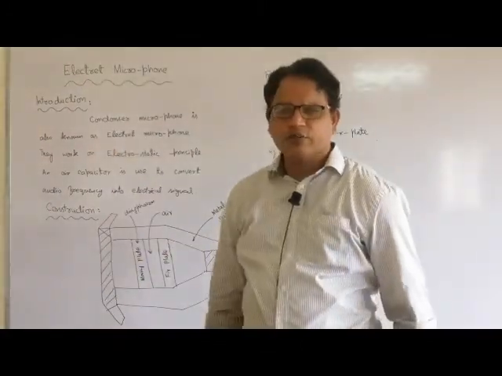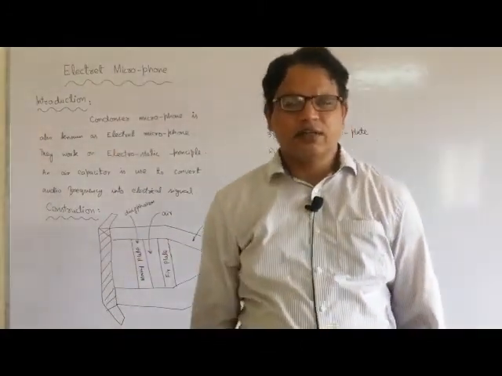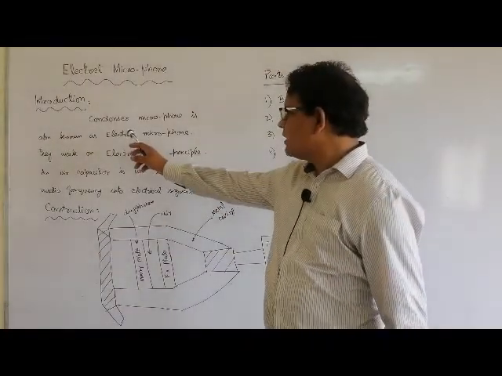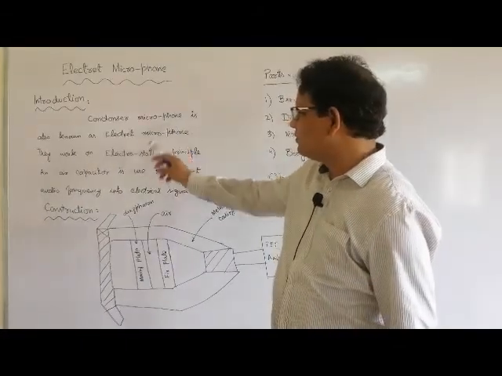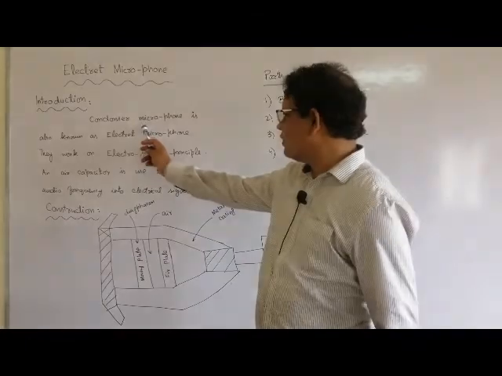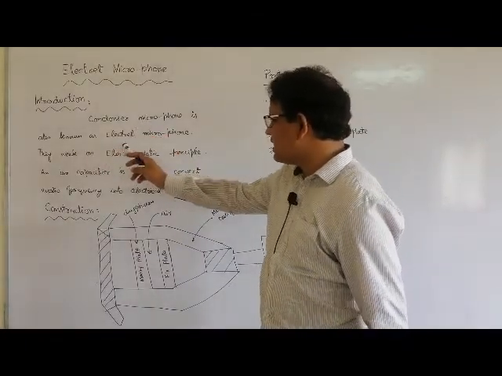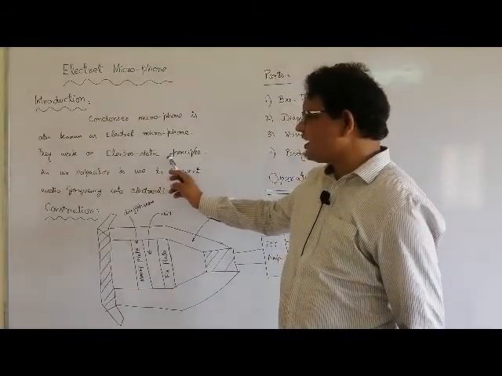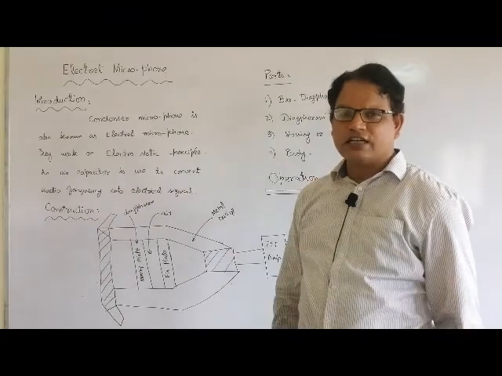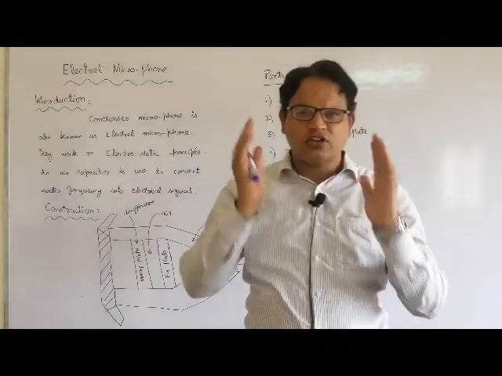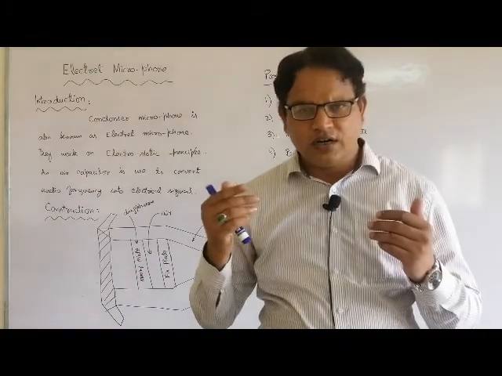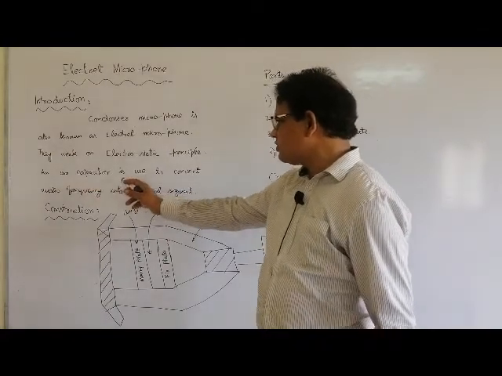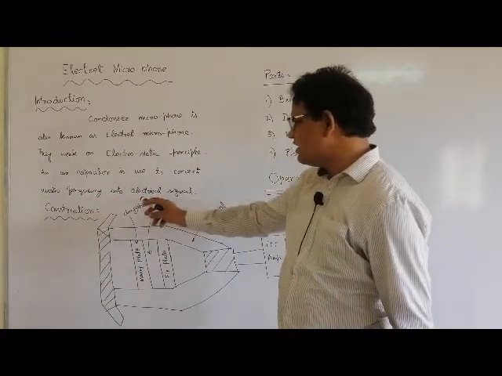In the introduction, we will study how it works and the principle of working of an electret microphone. It is also known as a condenser microphone. They work on electrostatic principles: the charging and discharging process of a capacitor will be produced over here. An air capacitor is used to convert audio frequency into electrical signals.